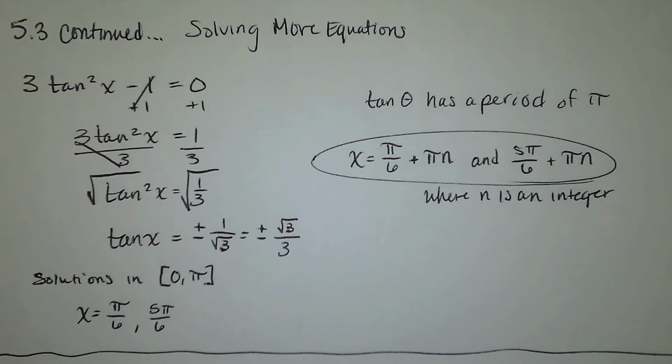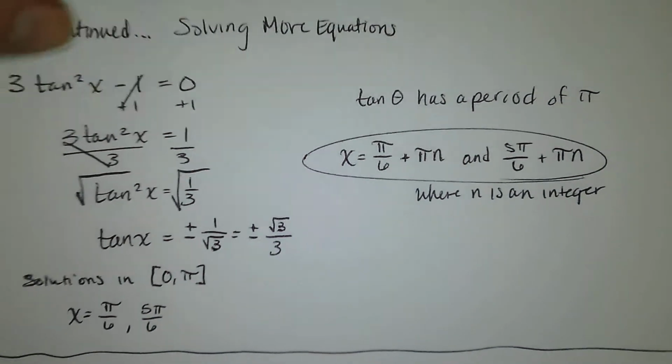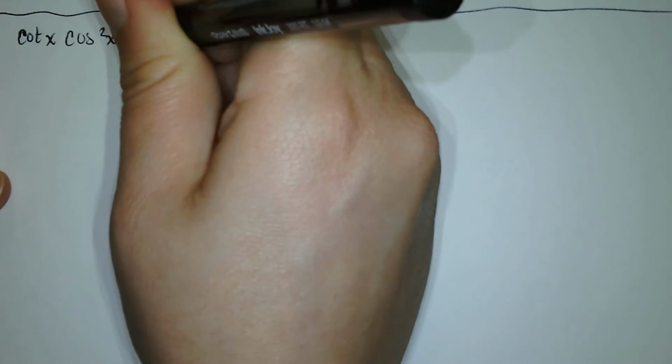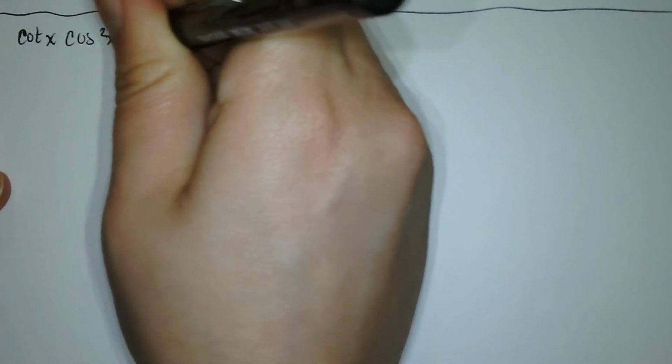Alright, so we're going to continue solving, and the next one we're going to solve by factoring. So, let's start that. Cotangent x cosine squared x equals 2 cotangent x.